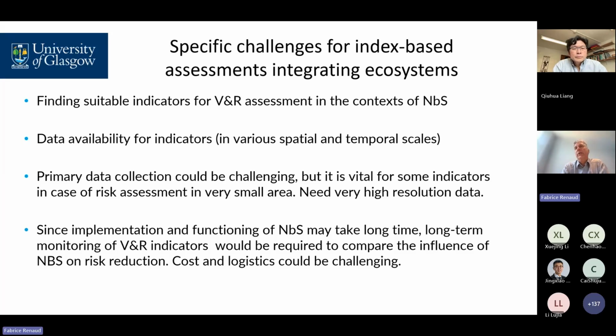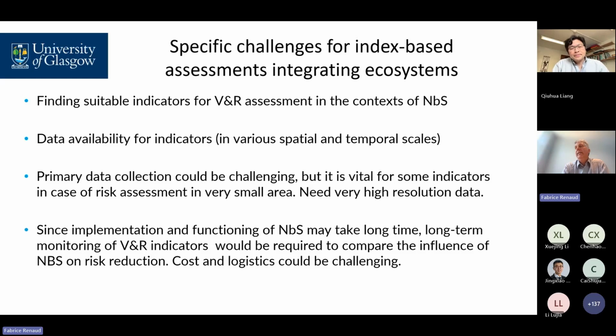The primary data collection can become challenging, particularly when you're working in very small areas. And this is often the case when you're talking about nature-based solutions. So here you need to have access to very high resolution data, or you have to do field surveys, which are time-consuming and expensive.